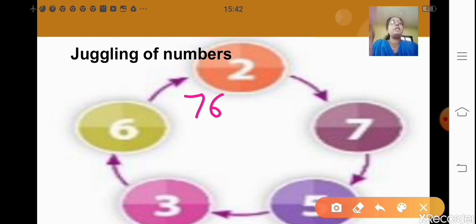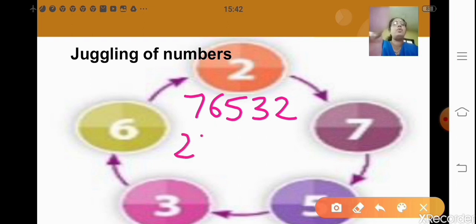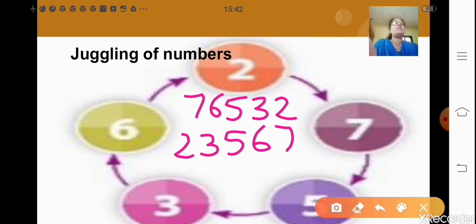The next large numbers are 5, 3 and 2. Okay. Now to write the smallest number, you will start from the smaller number: 2, 3, 5, 6 and then 7. Okay, so you can easily form the larger number. The largest number is formed by writing from the large number to the small number, and the smallest number is formed by writing from the smallest number to the larger number.